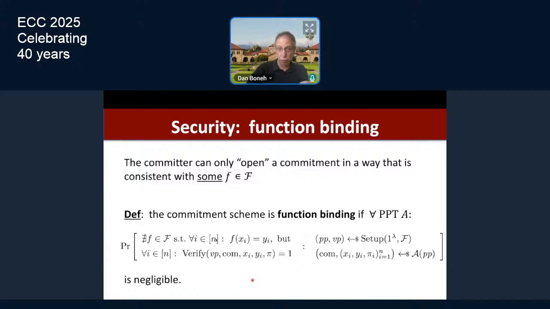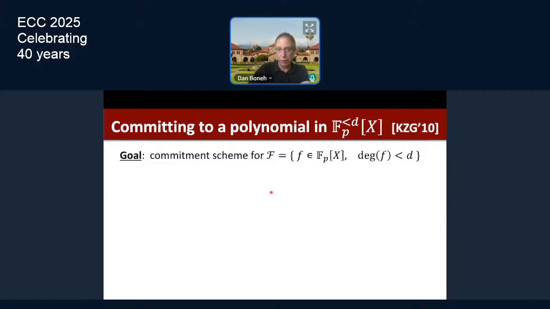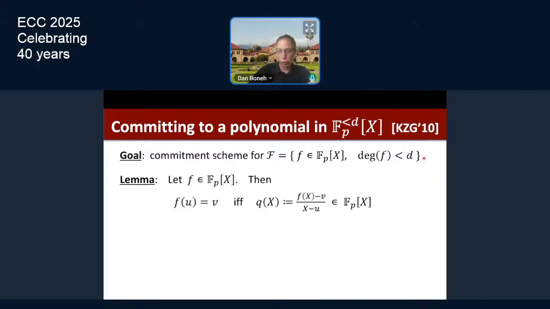Now we can specialize and say, suppose we want to commit to a polynomial of bounded degree. It turns out the best way to commit to a polynomial of bounded degree is actually using a pairing. This gives us the shortest possible proofs. Again, we're trying to build a commitment scheme for this family of functions, and let me show you the commitment scheme. It's simple to describe, very, very elegant. It's called the KZG commitment scheme. Inventors, Kate et al.